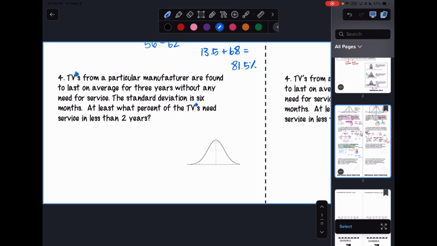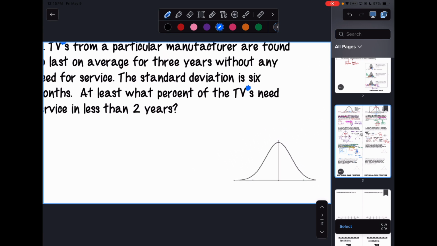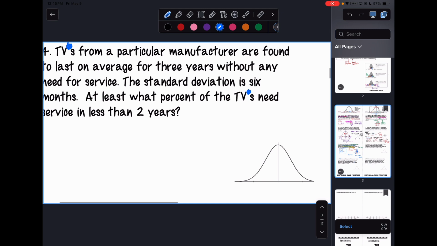All right, so we really have to understand the normal distribution curve for this one. Let's pull out some information. What's the mean? 3 years, right? What is the standard deviation?